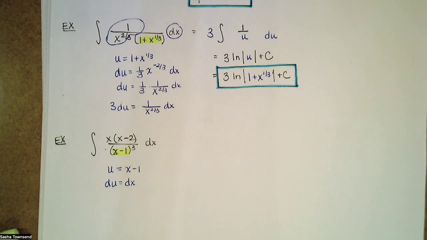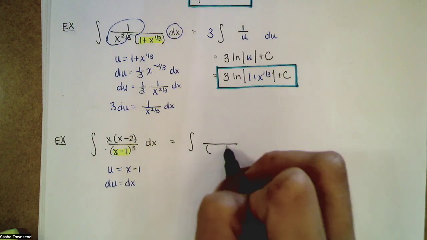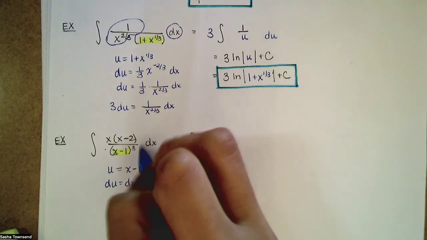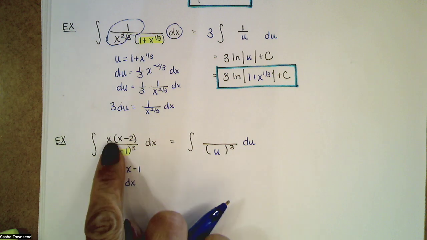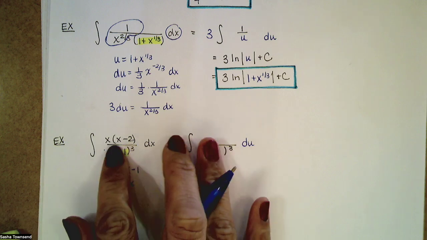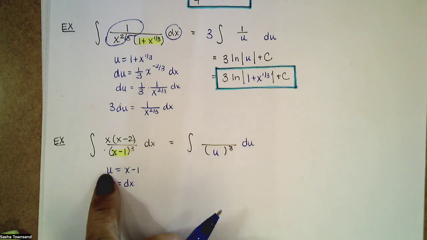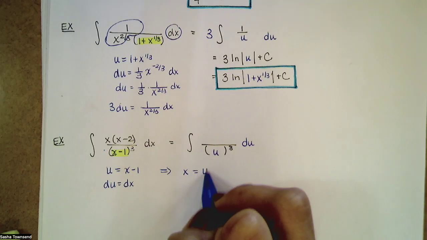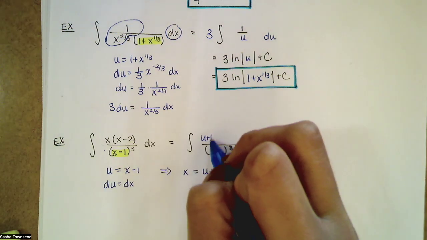So now when I rewrite my integrand, that denominator becomes a u cubed. And the dx and du are the same thing. But what am I going to do with that x, and what am I going to do with the x minus 2? Well, I can rewrite the x and the x minus 2 in terms of u using this equation. I can solve this equation for x by adding 1 to both sides. So x is equal to u plus 1, so I can replace this x with u plus 1.